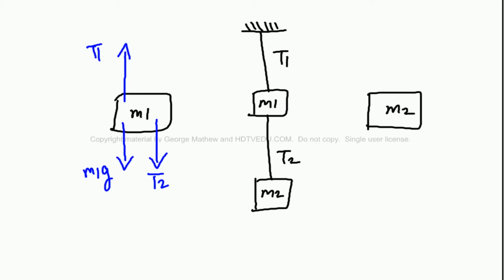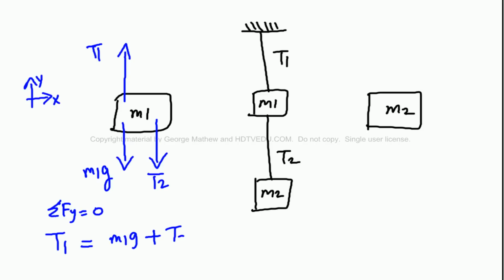So if you say this is X and this is Y, net force along the vertical is equal to 0. So what can we say? Force up equals force down. So force up we can put on the left side, force down we can put on the right side. Okay, let's underline that.